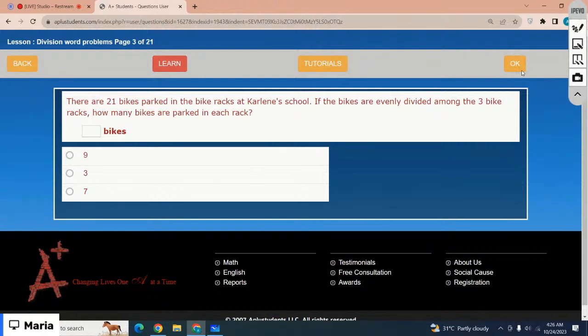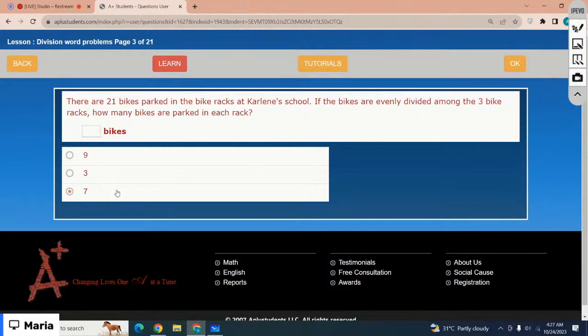21 divided by 3 equals 3 times what number is 21? Very good. 3 times 7 is 21. 3 times 7 is 21, not 3 times 3. What are you doing? 3 times 7, not 3 or 7. Stop guessing the answers.